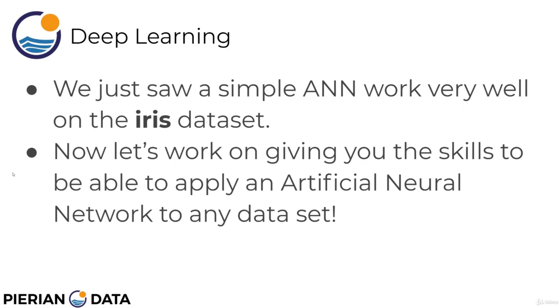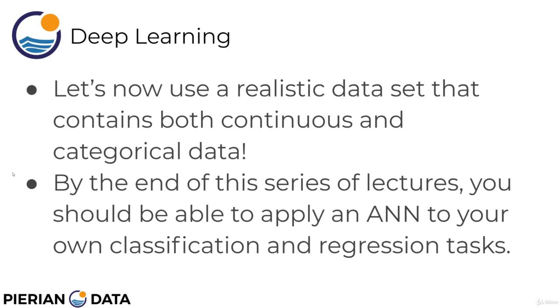What we're going to do is we want you to be able to apply the skills of PyTorch and an artificial neural network to any tabular data set that you would encounter in your real work. So we're now going to try to give you the skills to be able to apply an artificial neural network to any tabular data set, regardless if it has things like date time information or categorical data, etc. So we want to use a realistic data set that contains both continuous and categorical data. And by the end of this series of lectures, you should be able to then swap in and apply an artificial neural network to your own classification and regression tasks.